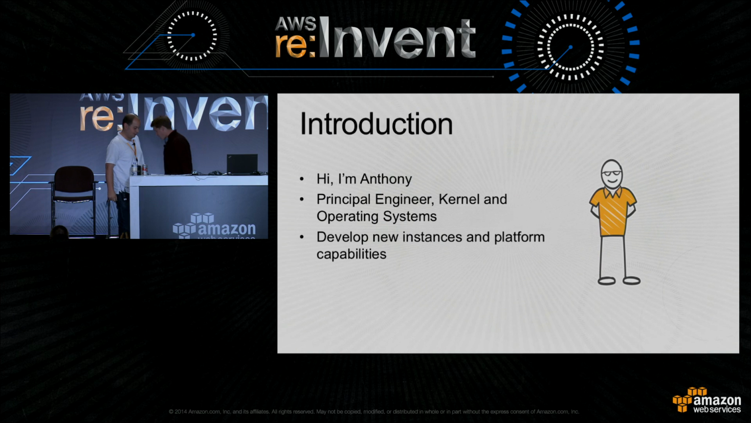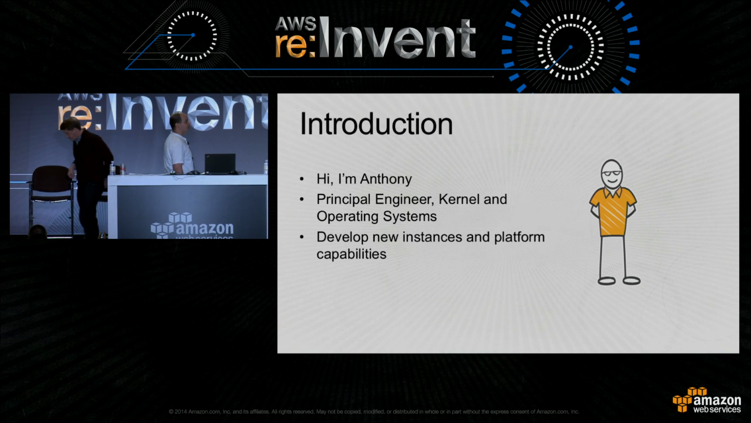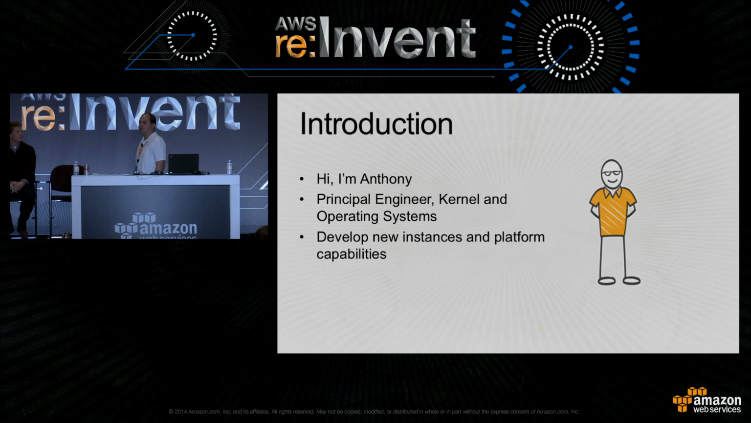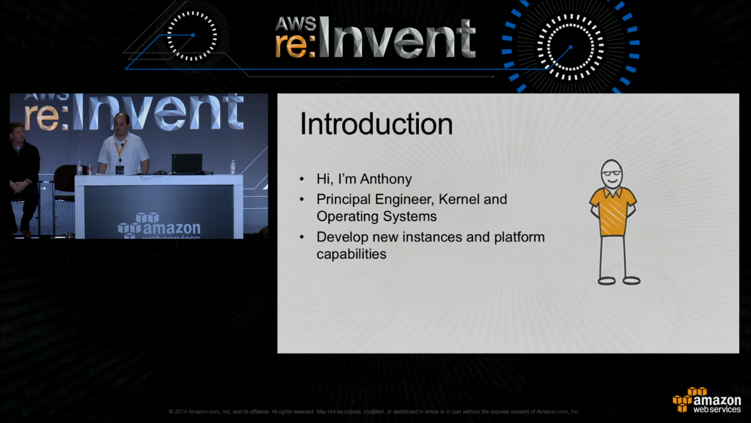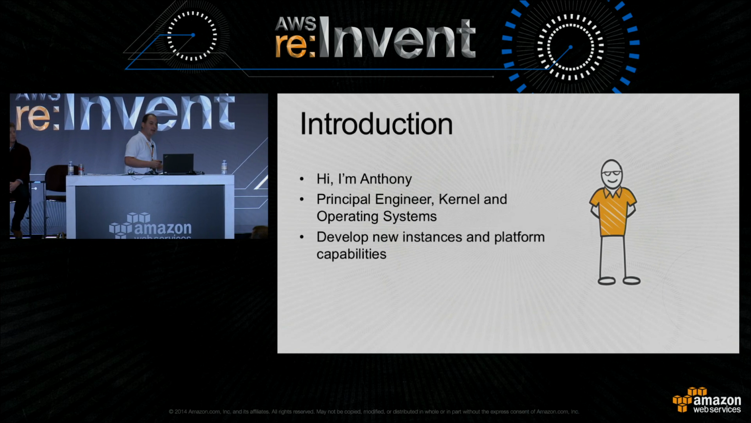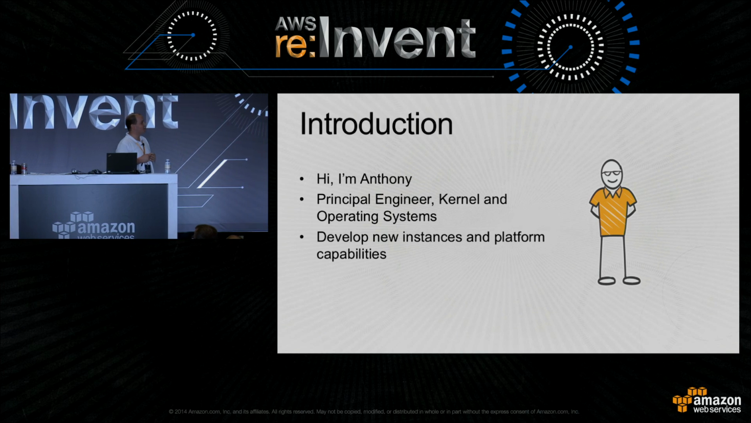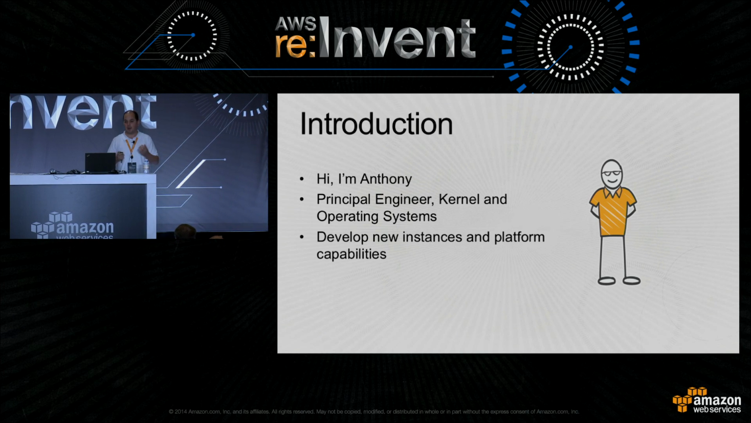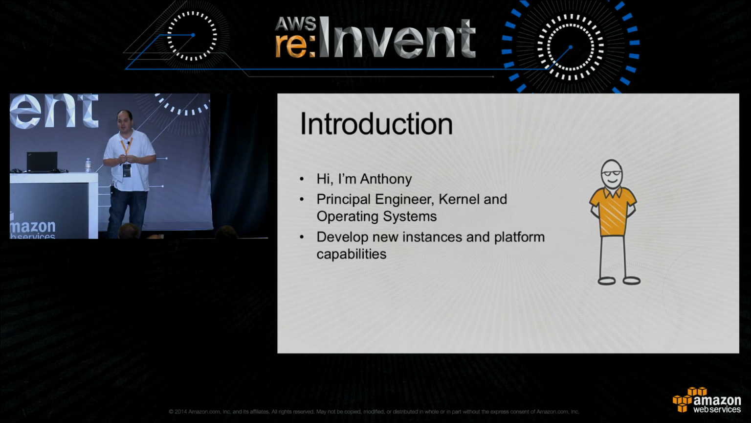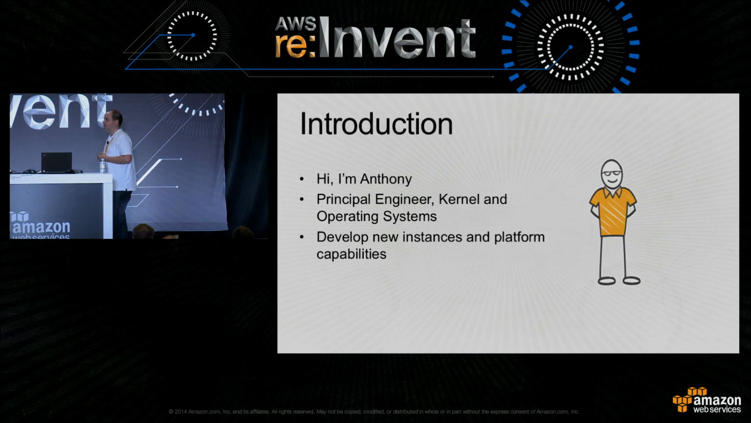All right. Thanks, John. My name is Anthony Luger. I'm a principal engineer in the EC2 kernel and operating system team, and I have an awesome job. My job is to make EC2 instances as fast as possible, robust, and secure. And one of the things that I like the most about my job is talking to customers and helping them get every little bit of performance possible out of their EC2 instances.